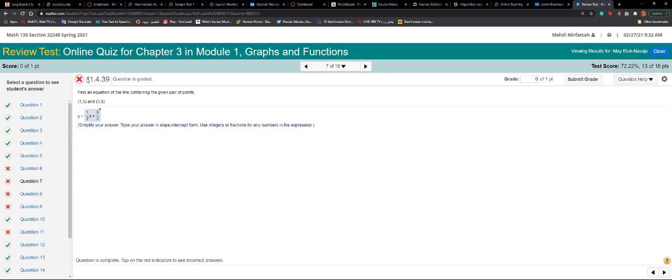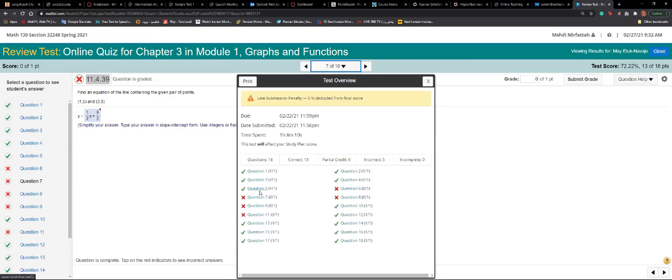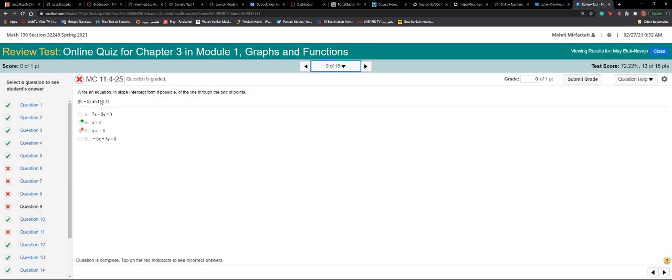Now, you have to pay attention to this reference number, which is 11.4.39, okay? So what I suggest is to list all the reference numbers for all the problems you did wrong. Like this is 11.4.25 and so on. And then go to the study plan and look for those reference numbers. Okay. Does that make sense?